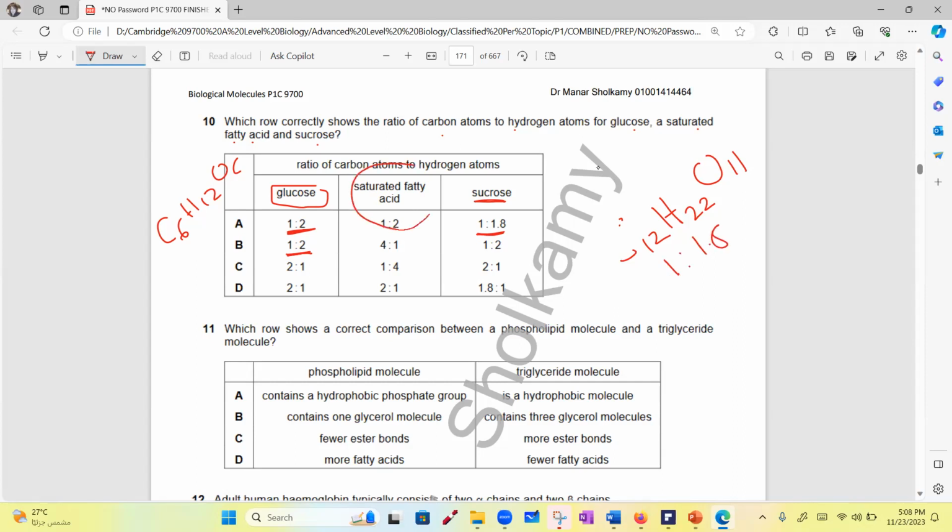And also saturated fatty acids, which is a chain of hydrocarbons, and it is saturated, so there is no double bond. So every carbon is bonded to 2 hydrogen. So the ratio will also be 1 to 2, 1 carbon to 2 hydrogen. So the answer is A. You all agree? It's a tricky question, a little bit tricky.